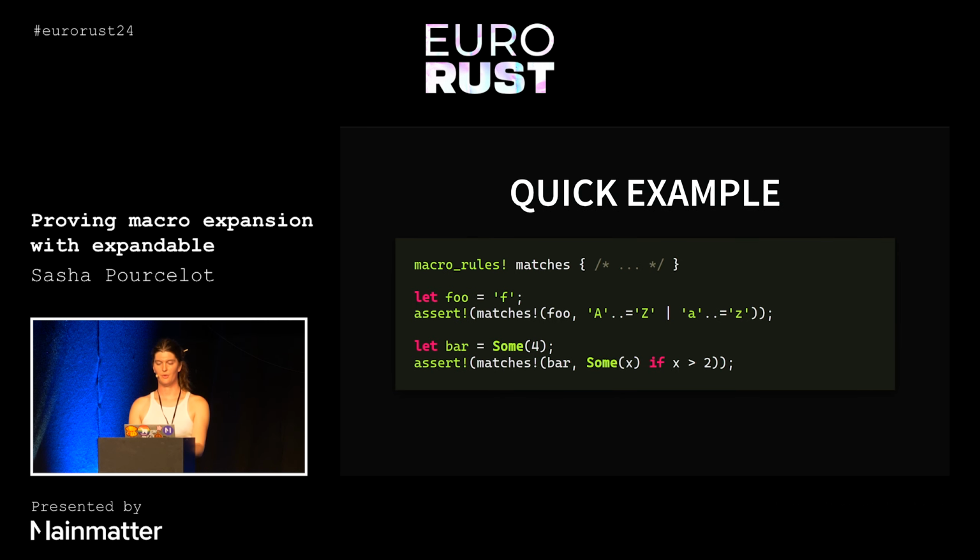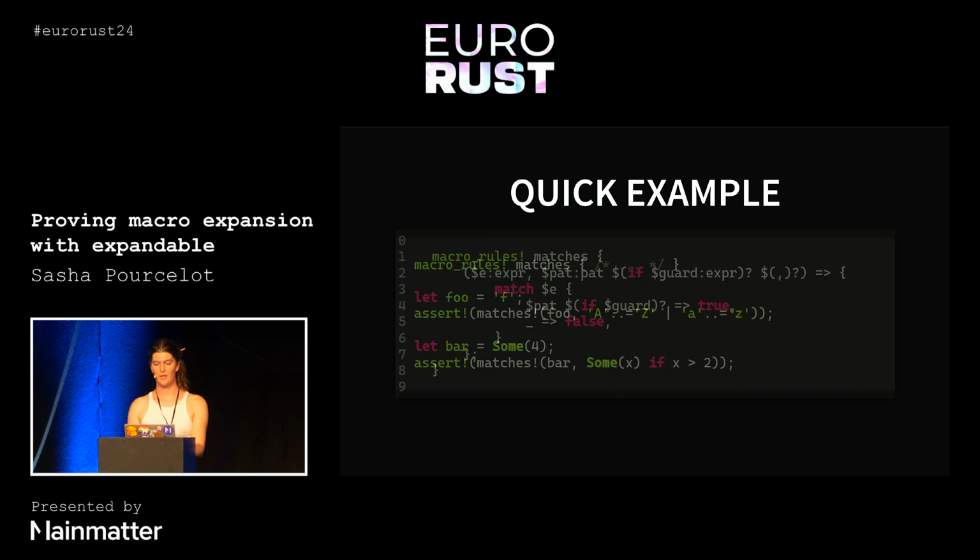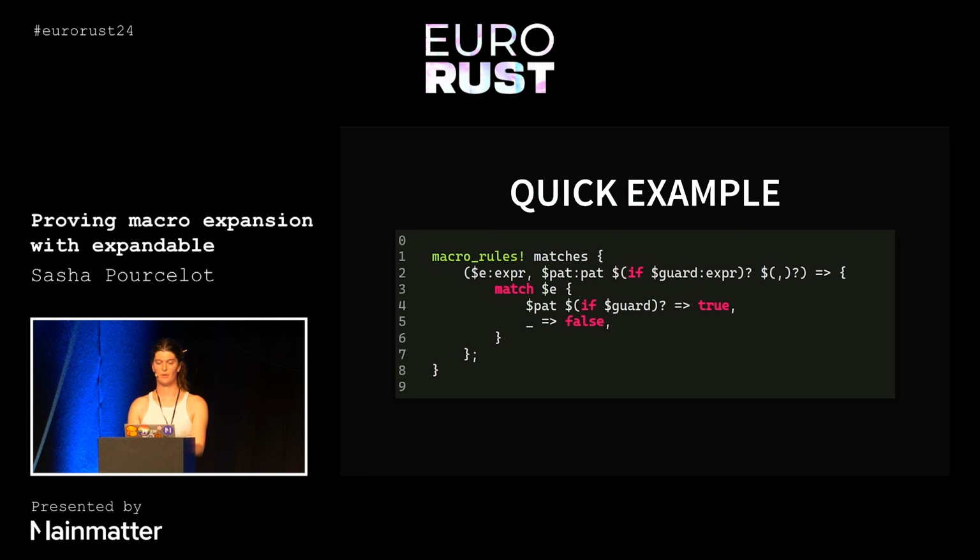Here is an example of use of a macro. Its name is matches. It takes two arguments, first an expression, then a pattern, and optionally an if clause, and the idea is it returns whether the expression matches a specific pattern. And here is the implementation of the said matches macro. I'm going to go step by step through how it works.